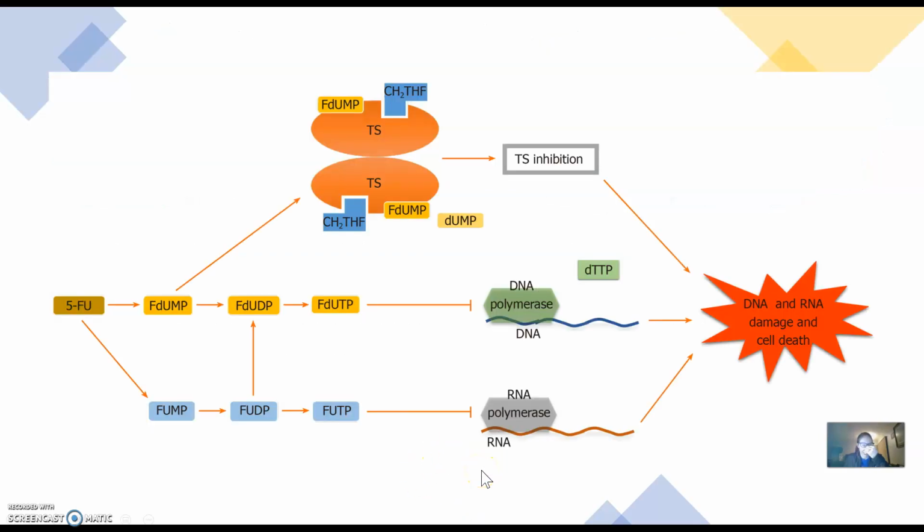Here's a drawing I found. It shows the 5-FU, what it's converted to, the FdUMP, the FdUDP, and the FdUTP. It shows how it goes to the TS, but it's inhibited there, and then it results in DNA and RNA damage and cell death. It shows all three pathways it can take, but it all ends up with damage and cell death.